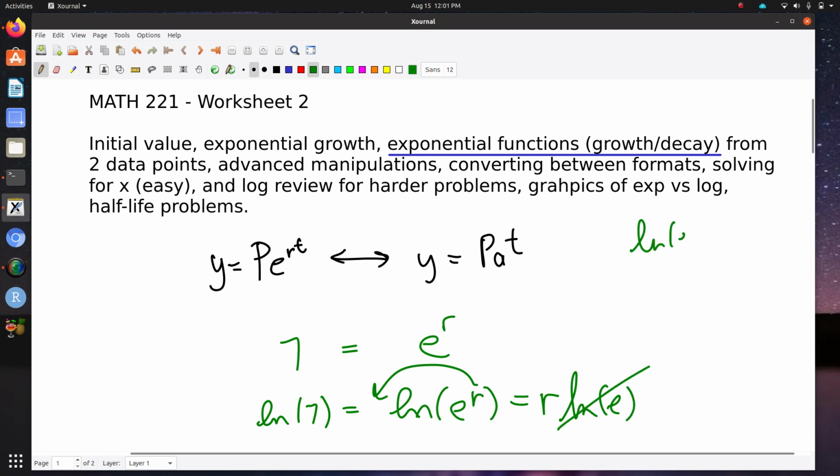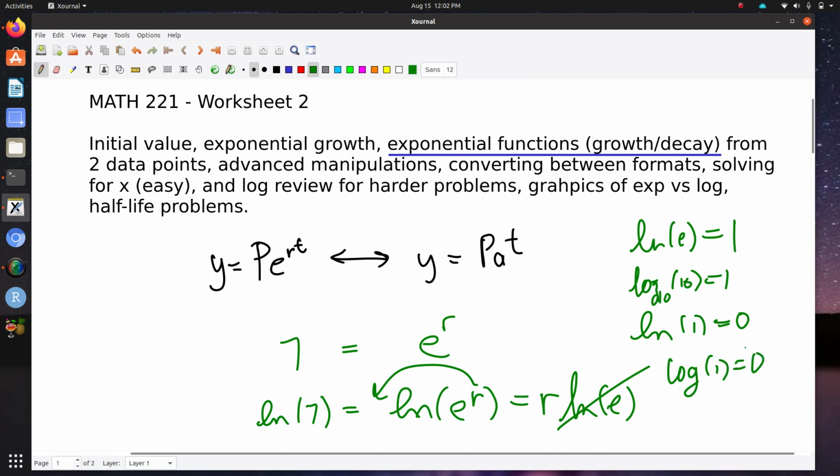So don't forget, natural log of e actually is 1. Log base 10: anything log base itself is still going to be 1. And the natural log of 1 is 0, but actually any log base 1 is 0. So those are things you need to have on the ready.